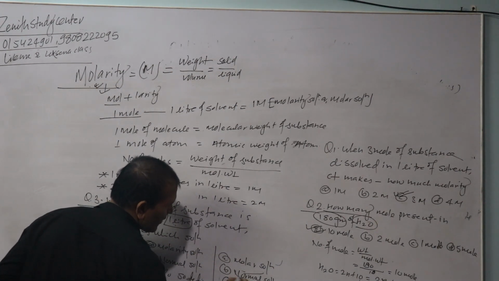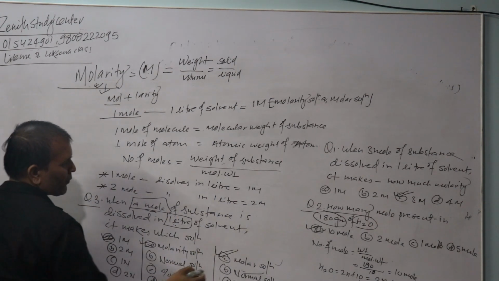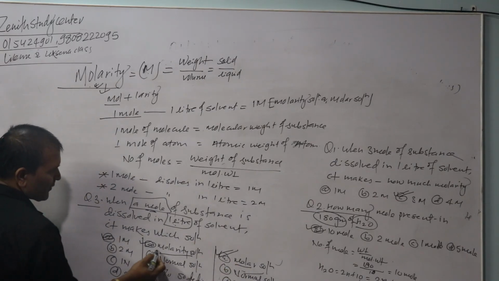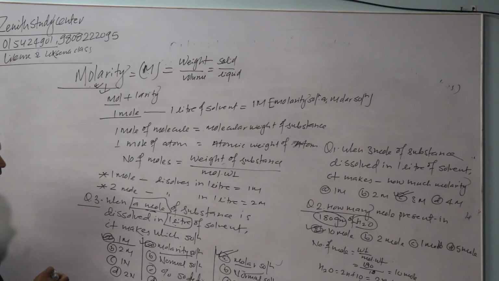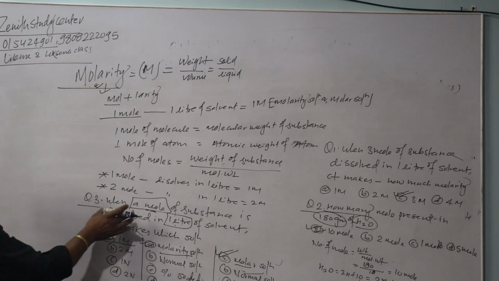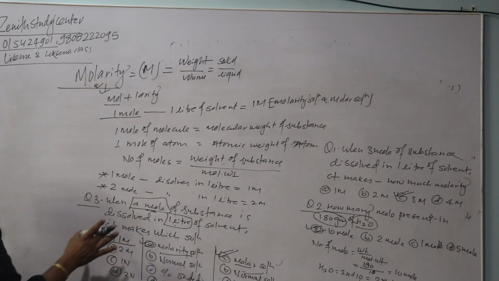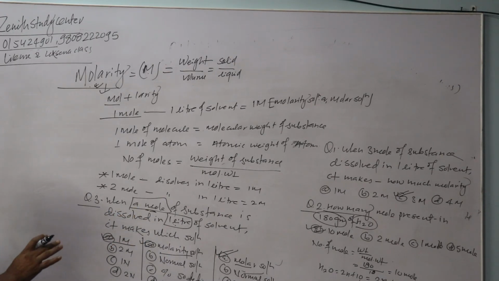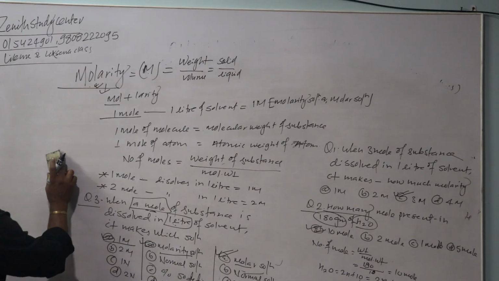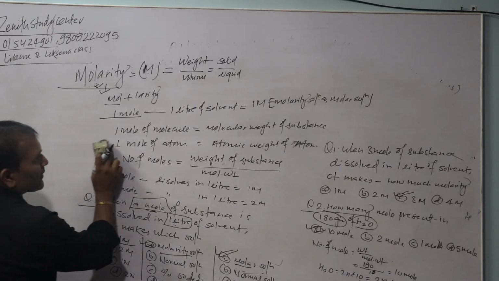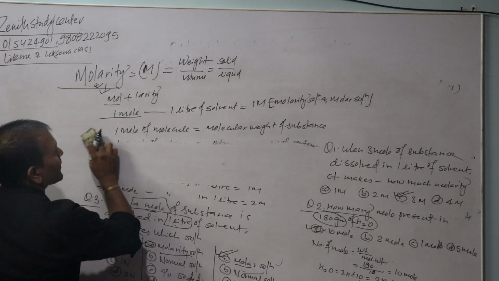At that condition also it is a molar solution. Molar solution, molarity solution, 1 molar are the same. So what is the definition? The definition is that when 1 mole of substance is dissolved in 1 liter, then it always makes a molarity solution or molar solution. So that is one definition.